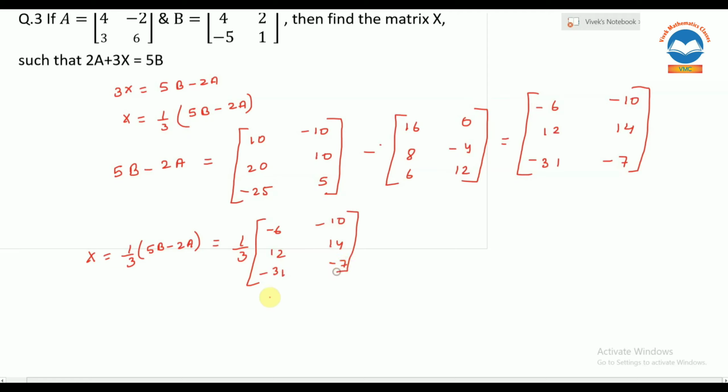So in this you have to multiply by 1 by 3. So what you will get? Each and every element you have to multiply by 1 by 3. It means you have to divide by 3. So what you will get? Minus 6 by 3 will be minus 2. Here minus 10 by 3. And second row will be 12 by 3 will be 4. 14 by 3. Third row will be minus 31 by 3. And next will be minus 7 by 3. So this will be our X matrix.